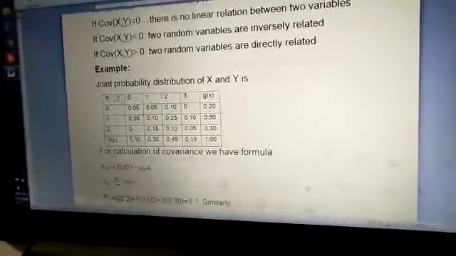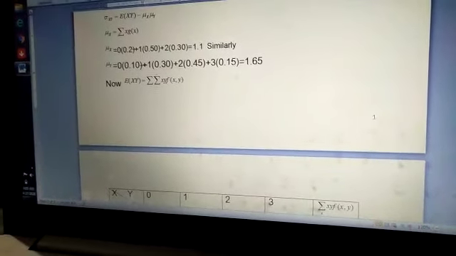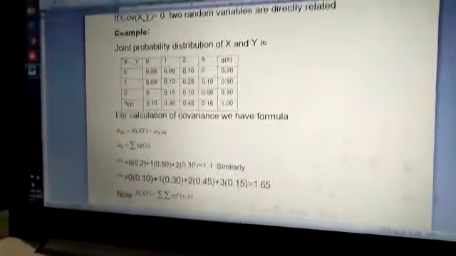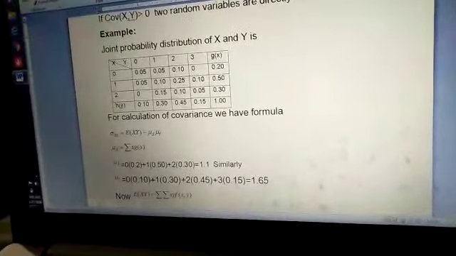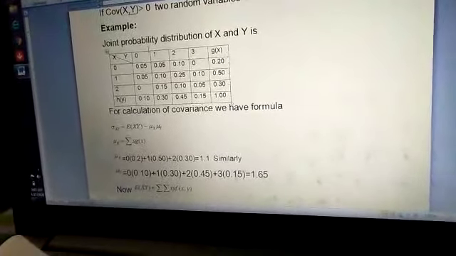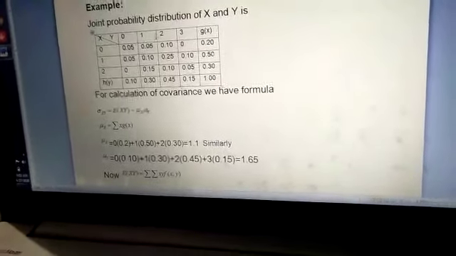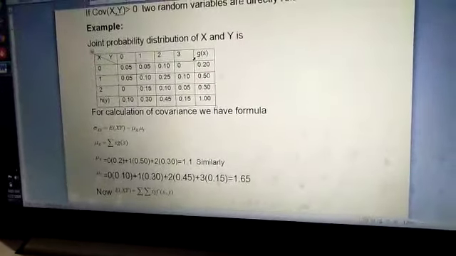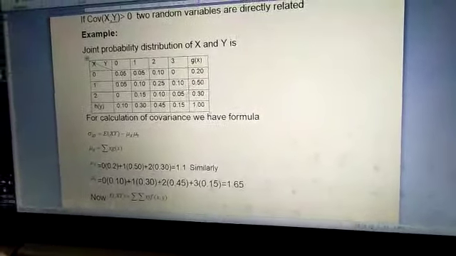Now we have an example in which we would learn how to calculate the covariance between x and y. Here we have a joint probability distribution of two random variables x and y, where the values of y are 0, 1, 2 and 3, and values of x are 0, 1, 2. These are the joint probabilities for x and y, and here we have g of x, the marginal probability distribution of x, and h of y, the marginal probability distribution of y.